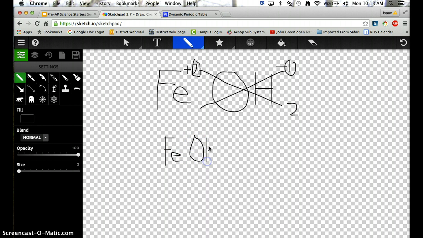Remember that OH is a polyatomic ion, so the O and the H are always going to stay together. So in order to put our subscript in there, we need to use parentheses again. And we're going to put our 2 outside of the parentheses. So this would be your final chemical formula.